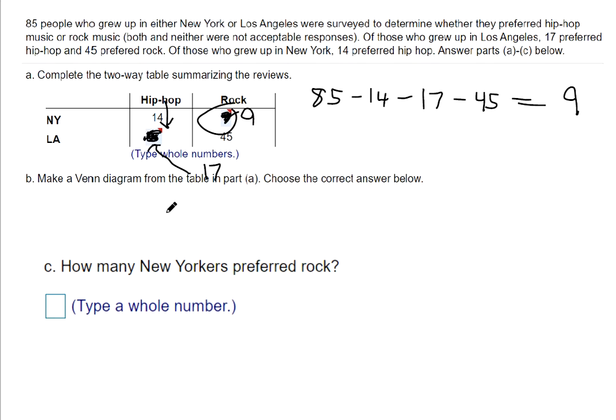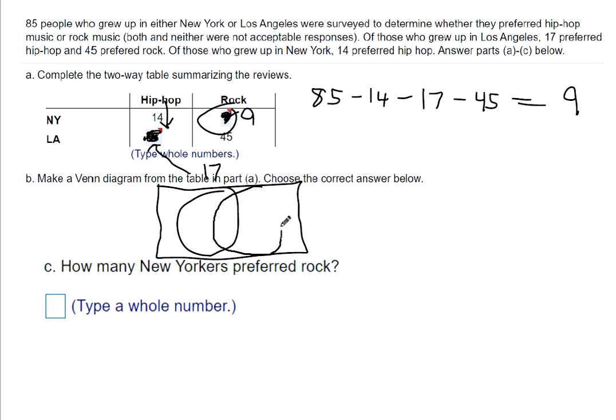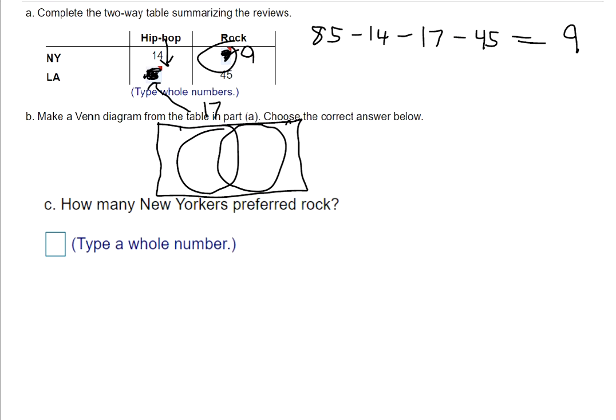So to make a Venn diagram, there's two categories. There's hip hop and there's rock. And actually, you don't necessarily need circles for this Venn diagram because they said you can't pick neither. Actually, I had to pause and check because there's lots of different ways you can make this Venn diagram. You could have one be New York, one be rock, one be LA, one be rock. For mine, they chose New York as the left circle and hip hop as the right circle over here.